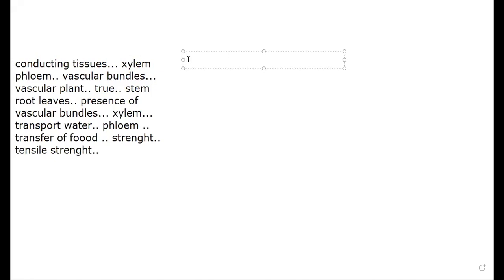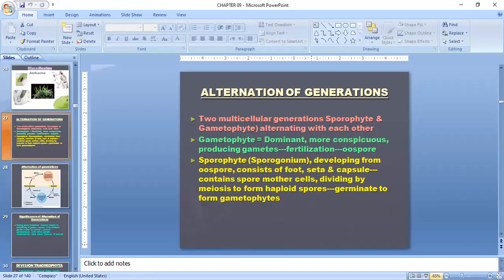First of all, what we are going to do, we are going to study some of the primitive tracheophytes. Primitive का मतलब है बहुत पुराने, बहुत olden times वाले. ठीक है? So we are going to study about the primitive tracheophytes. I hope you people enjoy the lecture.